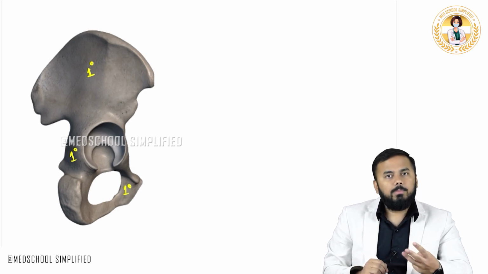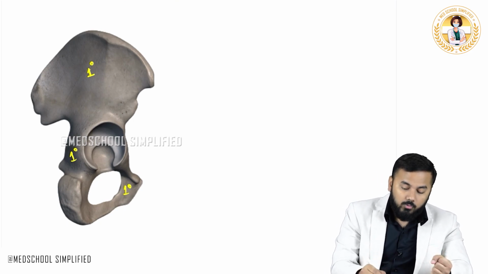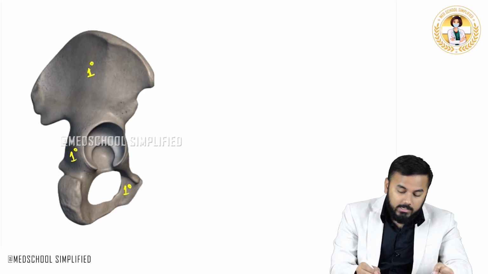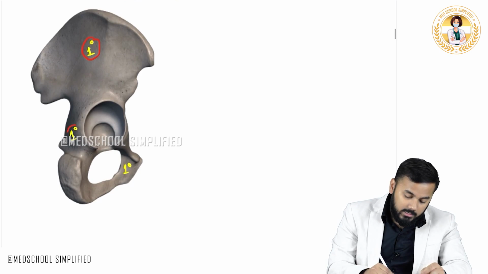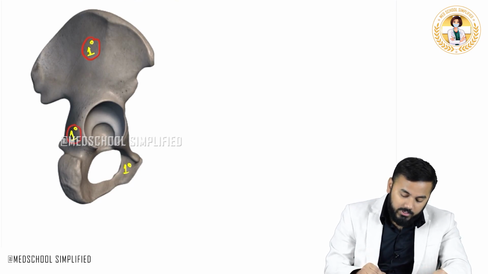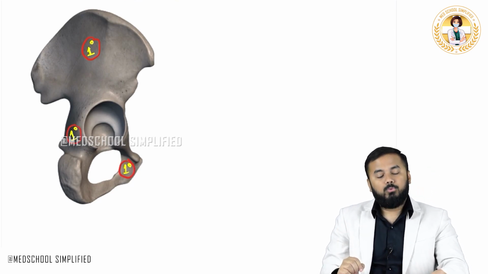Okay, so how many primary ossification centers have I put here? There are 3 ossification centers. One ossification center is in the iliac bone, one is in the ischium bone, and one is in the pubic bone.